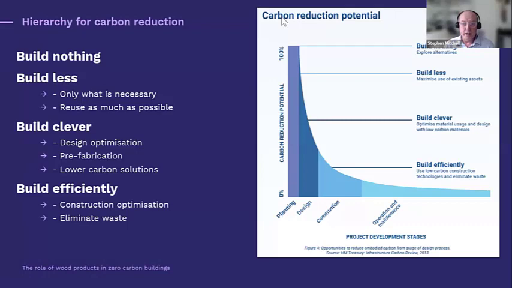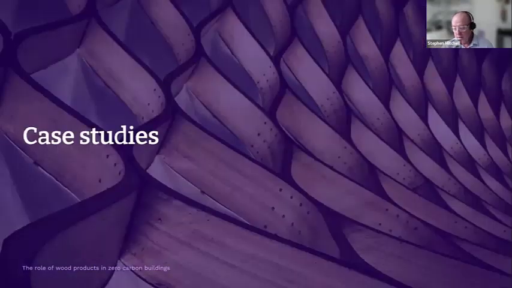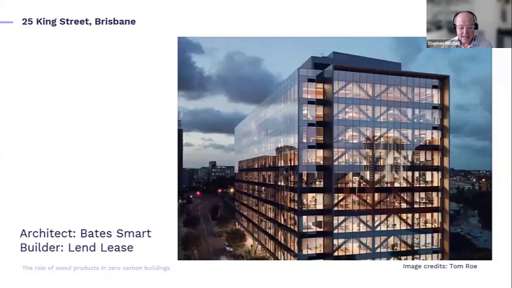There's a little bit in the guide about the carbon reduction potential for embodied carbon. This graph from the UK Infrastructure Carbon Review really talks about the different options for building less, building clever, and building efficiency. I won't go into much detail here, except to say that using clever materials is where using timber fits into this curve. And I'll just finish off with a few case studies.